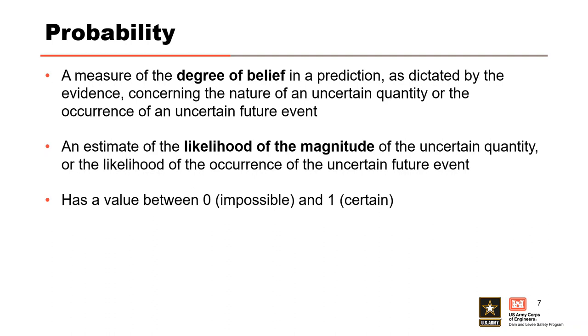One of the rules that we discuss here, and we'll discuss again when we get into event trees, is that a probability must have a value between 0 and 1. No less and no more. If something has a probability of 0, it cannot happen and is impossible. And if something has a probability of 1, it is certain to occur.